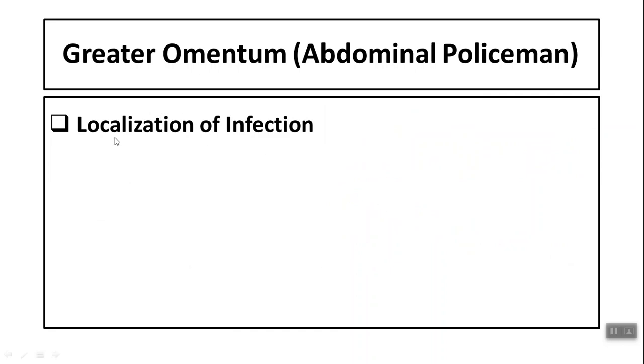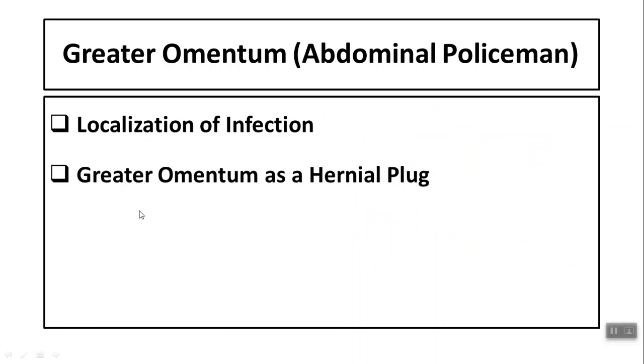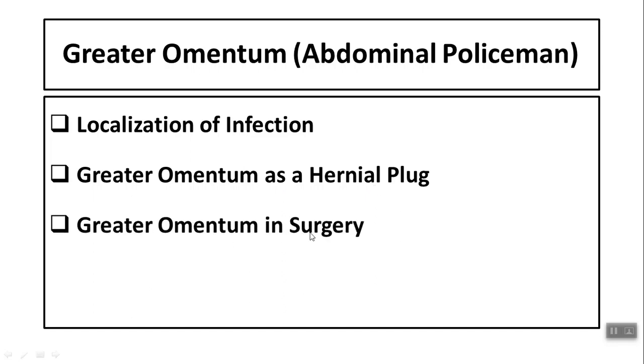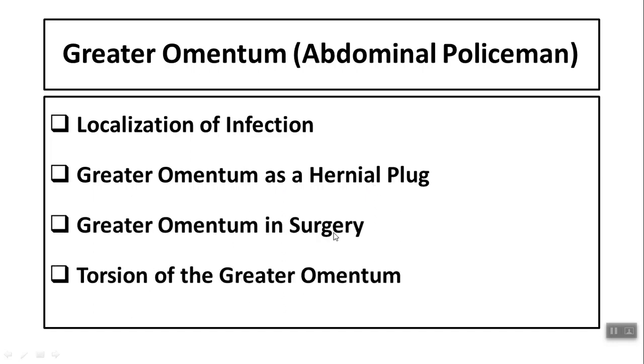So why do we call it the abdominal policeman? Because it has the ability to localize infection. It can act as a hernial plug, which can be used in surgery. In addition to that, there is a problem of torsion of the greater omentum, which causes a certain surgical case.